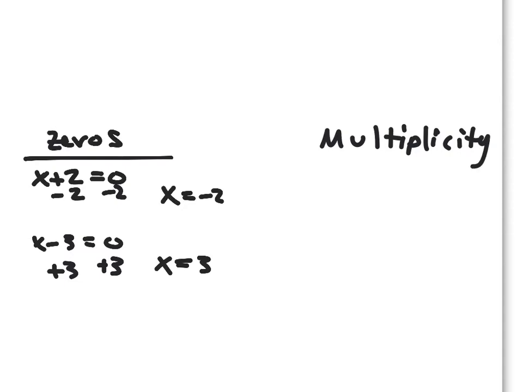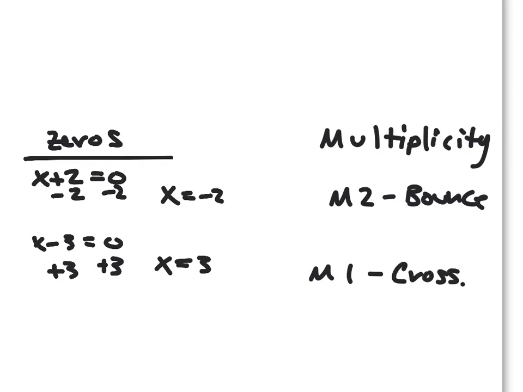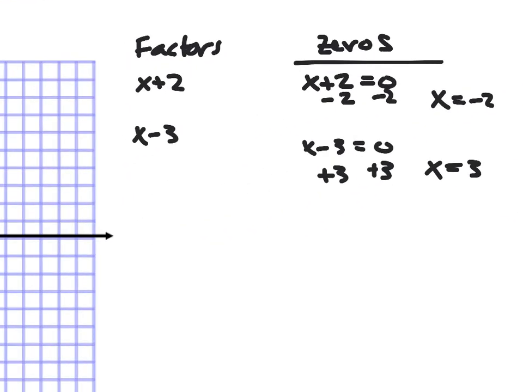All right, and my multiplicity here is 2. It's even, so this is going to bounce off the graph at x equals negative 2. Here my multiplicity was 1 because the exponent above that was 1, and so we're going to cross the graph at x equals 3. Now, the other thing we need to talk about is our end behavior.